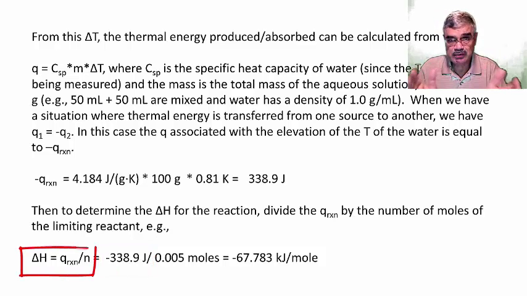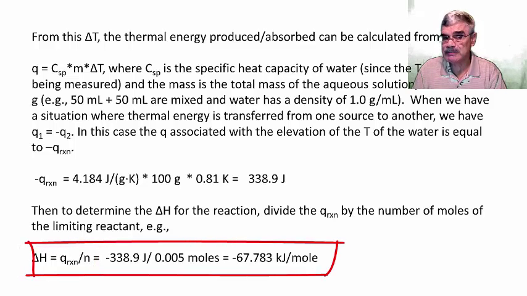Okay, now a delta H of reaction. Delta H's are just Q's, thermal energy, divided by the number of moles. In this case, the number of moles of the limiting reactant. Okay, well, the Q of the reaction we just determined to be minus 338.9 joules. The number of moles of the limiting reactant, 0.005 moles. So we get the delta H of the reaction as being equal to minus 67.783. I mean, there's probably too many significant figures here. Minus 68 or so kilojoules per mole.